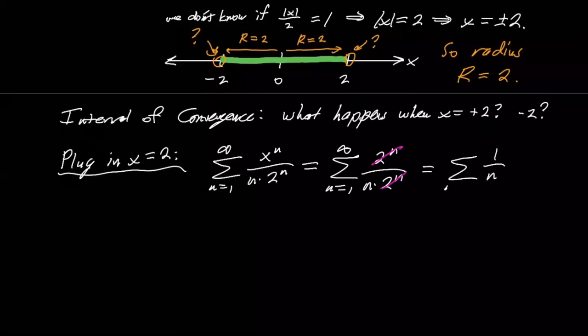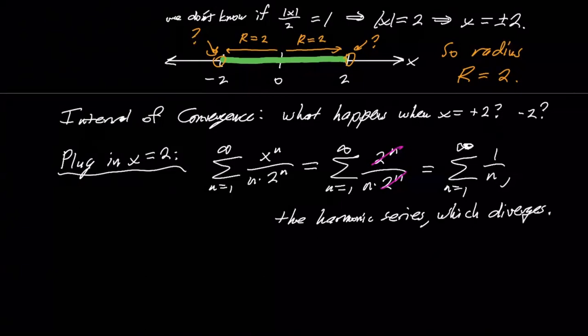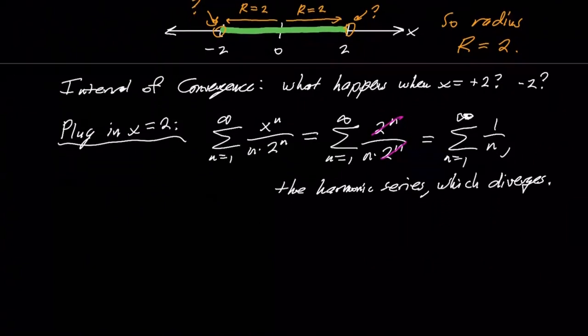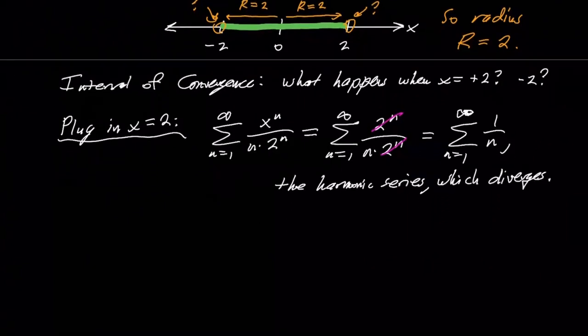And that is a famous series, right? What's it called? Say it with me. You know what it's called? The harmonic series. This is the harmonic series, which diverges. We know that this sum crawls off to infinity. So the power series does not converge at x equals 2. So it doesn't converge at x equals 2.